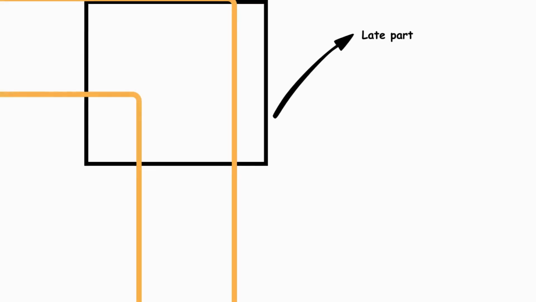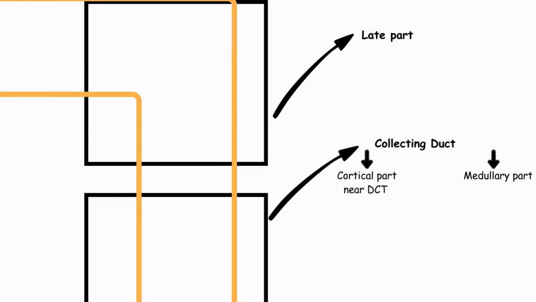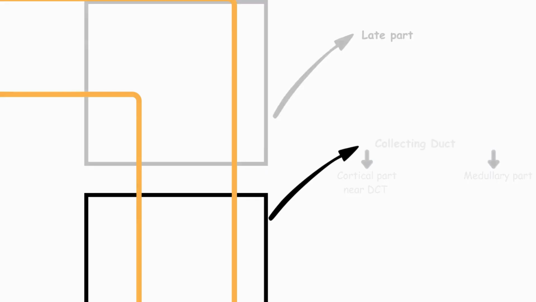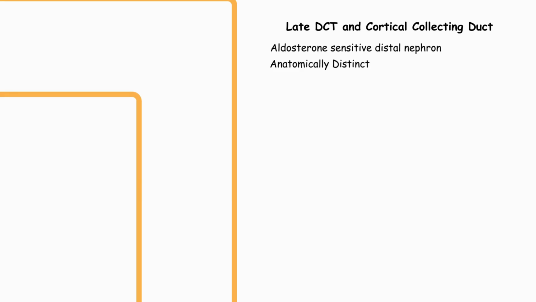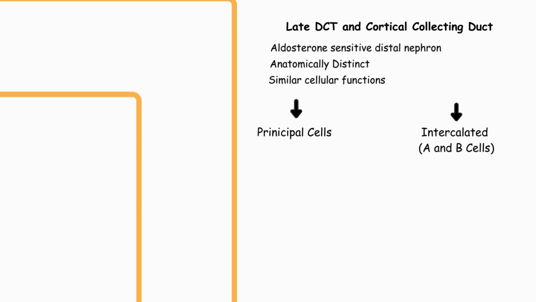Next is the late part of distal tubule along with collecting duct. There are two parts of collecting duct, cortical and medullary collecting duct. In physiology, late distal tubule and cortical collecting duct are grouped as the aldosterone-sensitive distal nephron, although anatomically they are distinct segments. Both have similar cellular functions and aldosterone sensitivity. They contain principal cells and intercalated cells. Principal cells maintain mineral balance and water absorption. Intercalated cells have two types, intercalated A and B cells. These cells maintain acid-base balance.